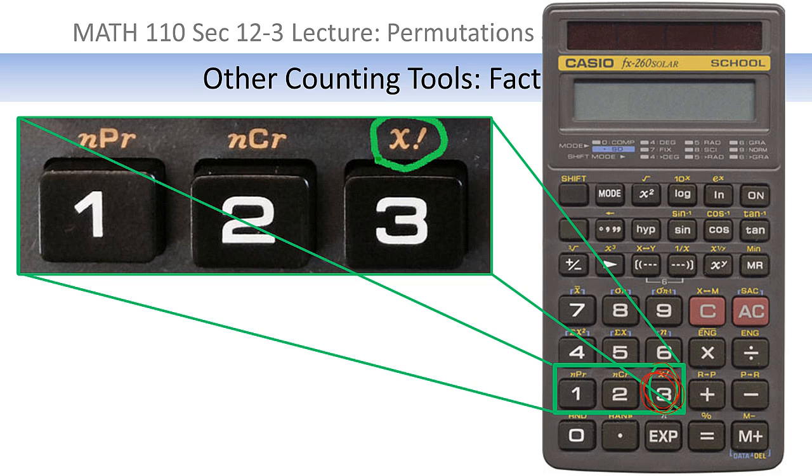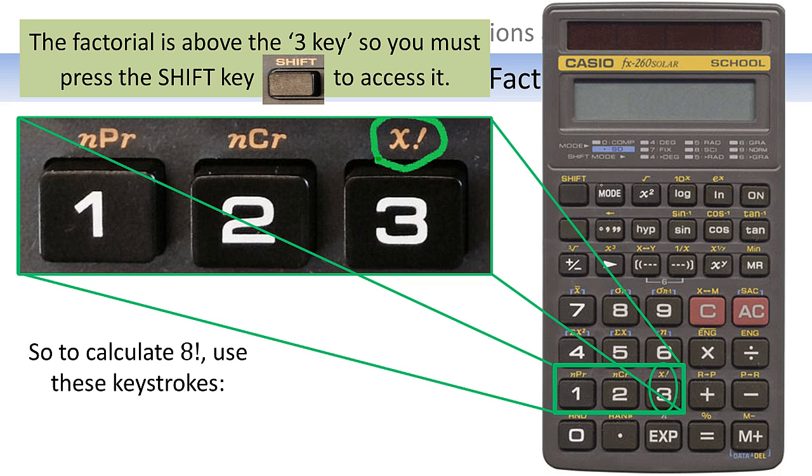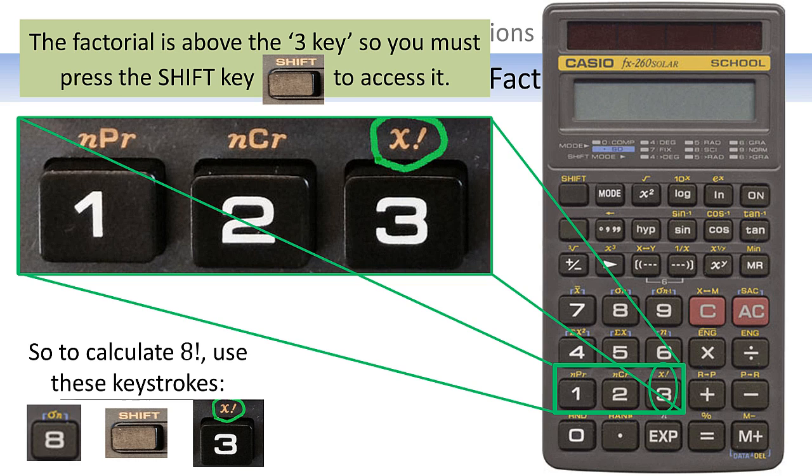So I've blown up the keyboard over here on the left, and the factorial symbol is above the 3, and you get that by using the shift button first. So if you want to get the factorial button, you have to do shift 3. Just as an example, if I ask you to calculate 8 factorial, first thing you do is put in 8. Then you want to get to the factorial, so you have to do shift 3.